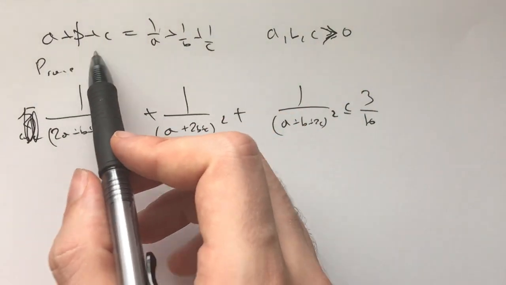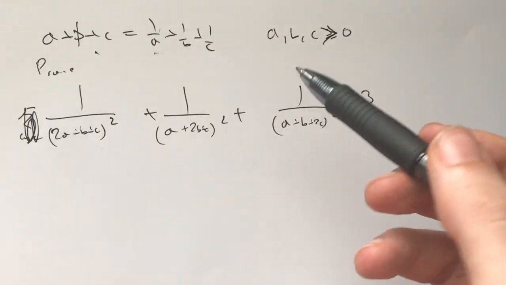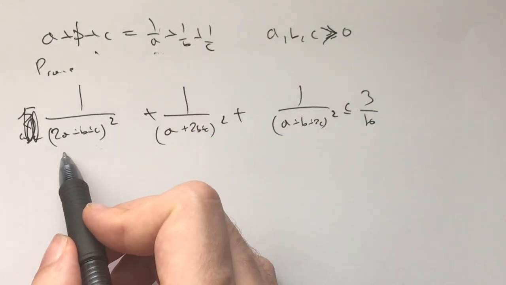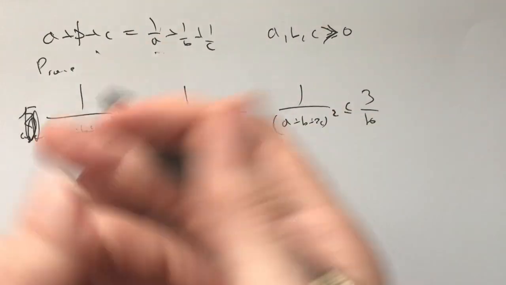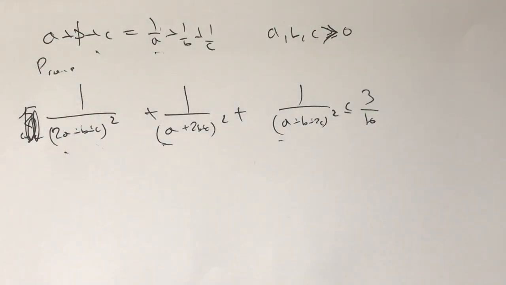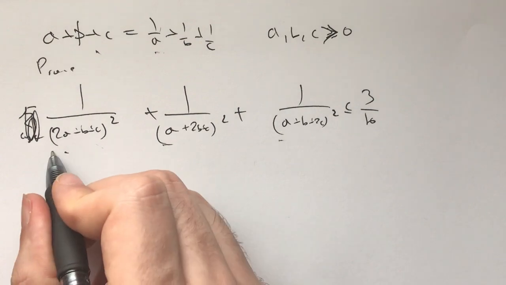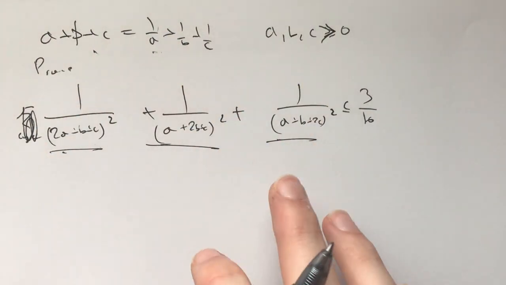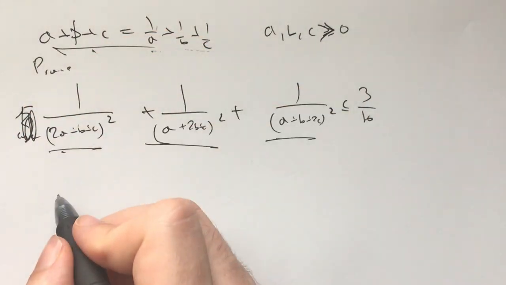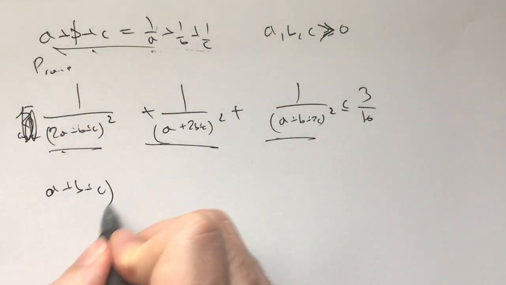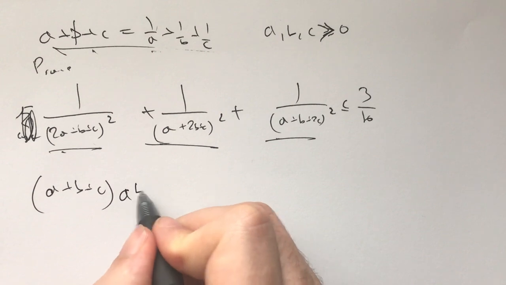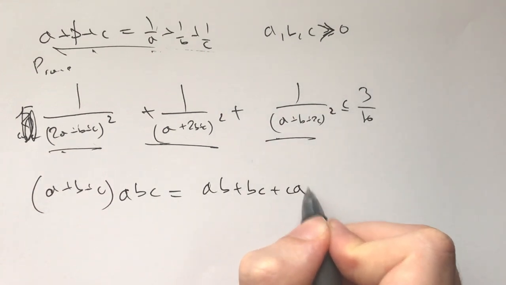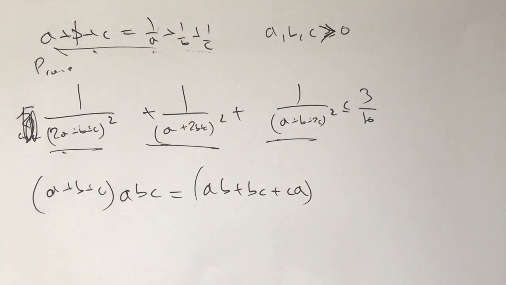Well, when a is equal to b is equal to c is equal to 1, then we have 16, 16, 16. The inequality is an equality. And with that, this gives you an idea of what you can or can't do. This condition also translates to a plus b plus c times abc is equal to ab plus bc plus ca.